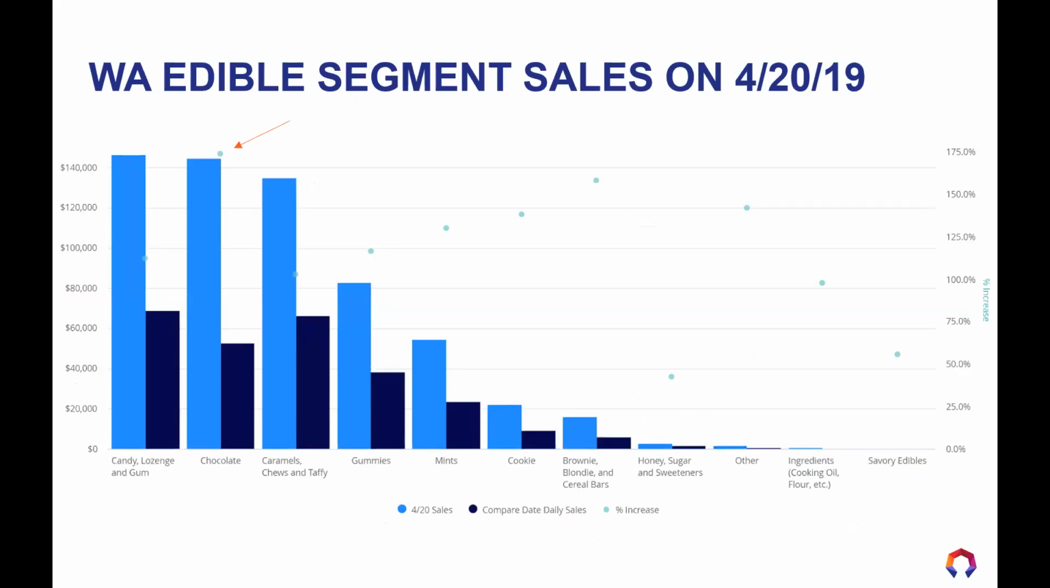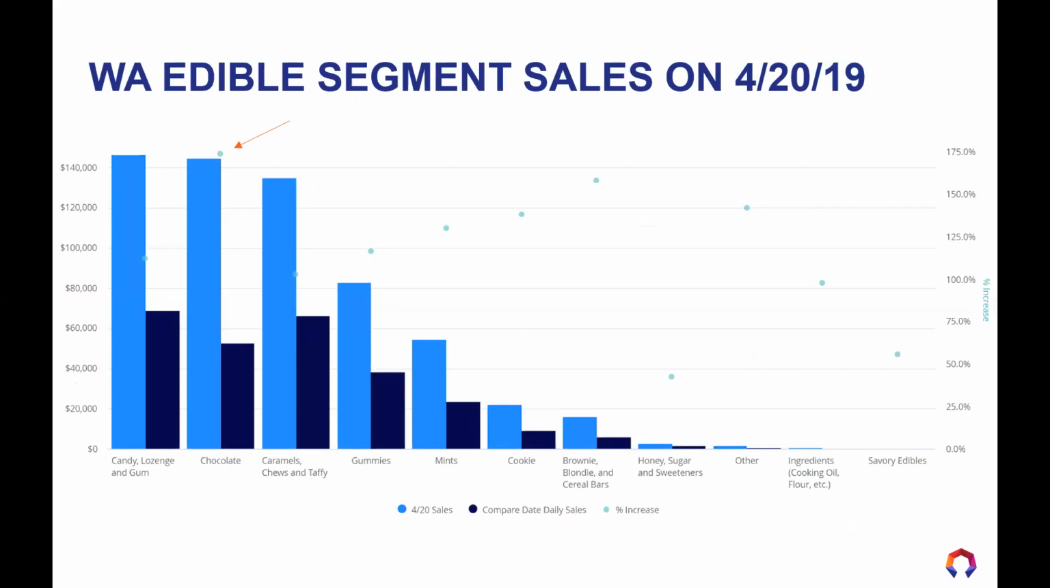Okay, so here we're looking at edible segment sales in Washington on 420 this year, 2019. There's a lot going on in this slide, so let me break it down. Our new holiday bump analysis dashboard allows you to select a specific time frame ranging from 1 to 7 days and compare that date to the same previous 4 equivalent time periods. So here we're comparing the sales on 4/20/2019 to the average daily sales on the previous 4 Saturdays.